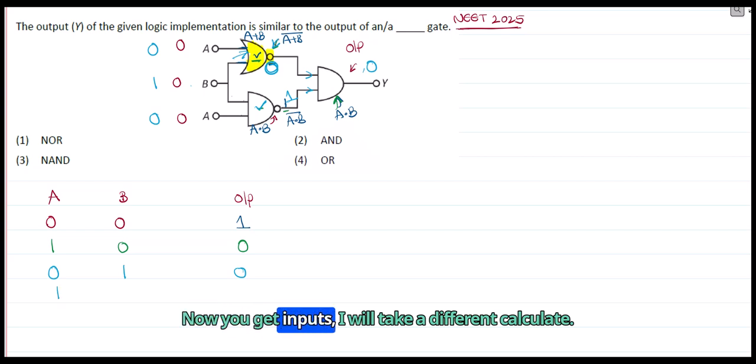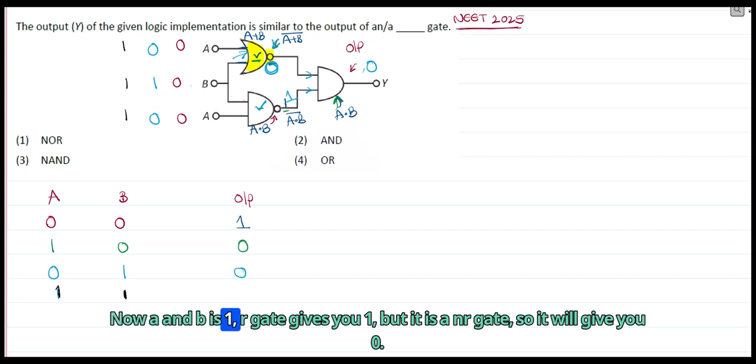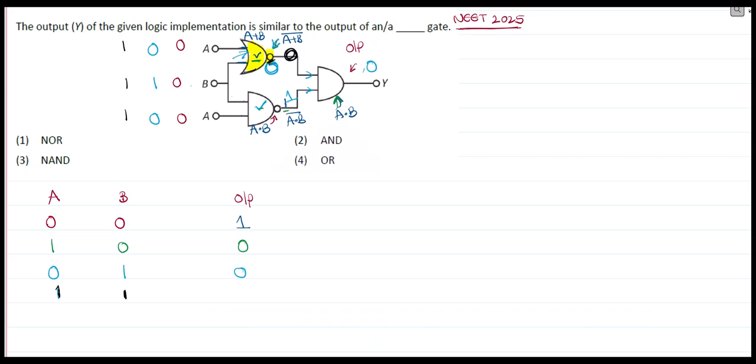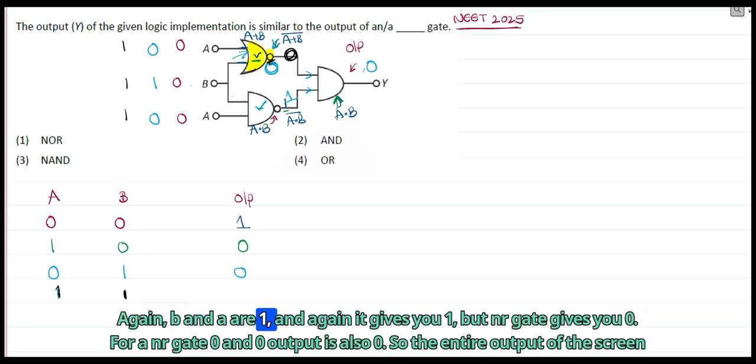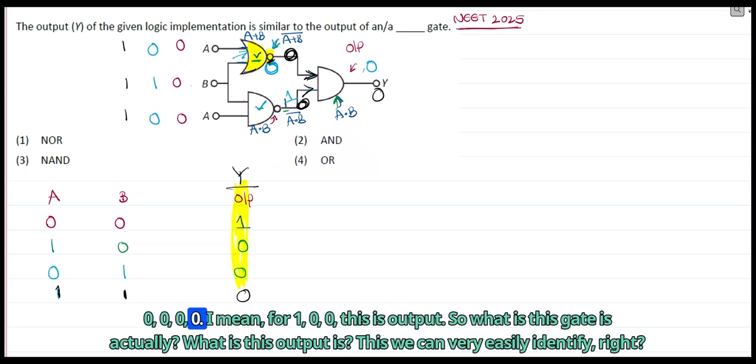Now I'll take a different color again and give inputs 1 and 1. A is 1, B is 1. What happens? The OR gate gives you 1, but it's a NOR gate, so it will give you 0. Again, B and A are 1. The AND gate gives you 1, but the NAND gate gives you 0. For the final AND gate, 0 and 0 give an output of 0. So the entire output column is 1, 0, 0, 0.